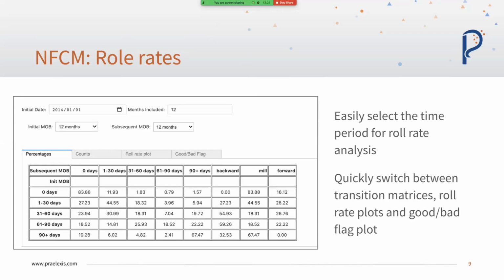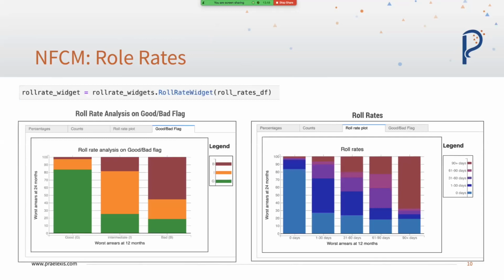The last 3 columns summarize how the loans migrated. Backward means the percentages that improved. Middle means the percentages that remain in the same status. Forward means the percentage that move to the worst category. In this slide, we see another visualization as available in our credit modeling tools. And this is a visualization of the roll rates.